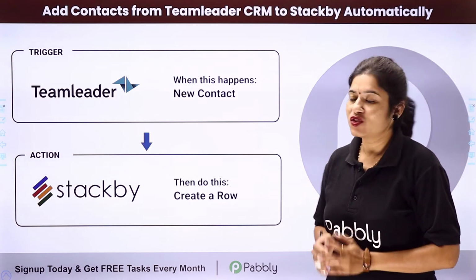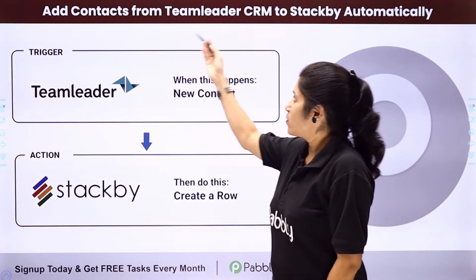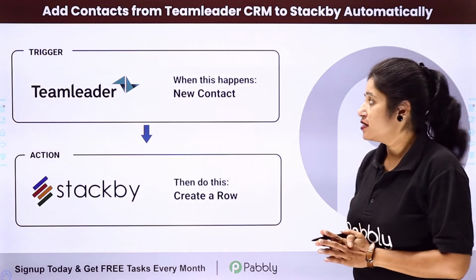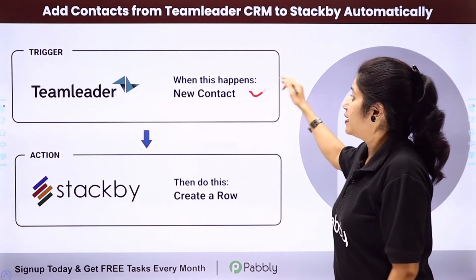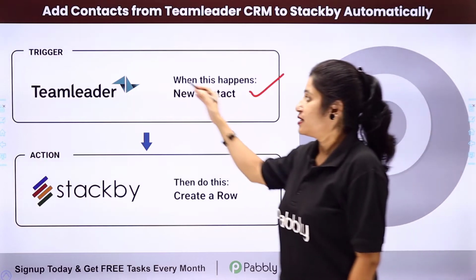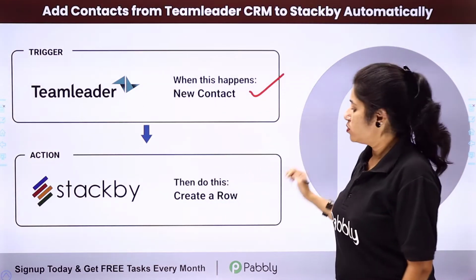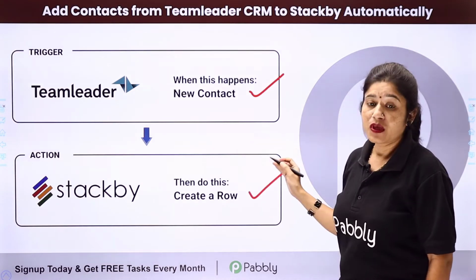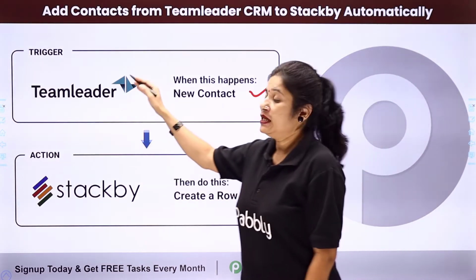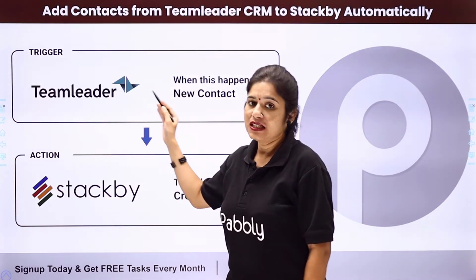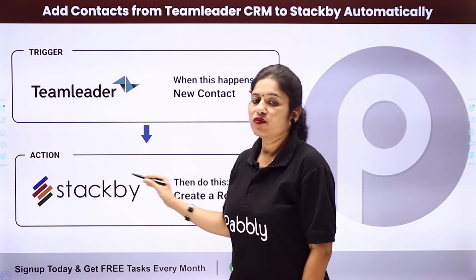In this video, we are going to learn how you can add contacts from Teamleader CRM to Stackby automatically. So the idea here is that whenever a new contact is added to your CRM software application, that is Teamleader, automatically the same contact details should be added to your Stackby table as a new row. For that, you need to integrate your Teamleader CRM account with Stackby. So here your trigger application would be Teamleader and your action application would be Stackby.